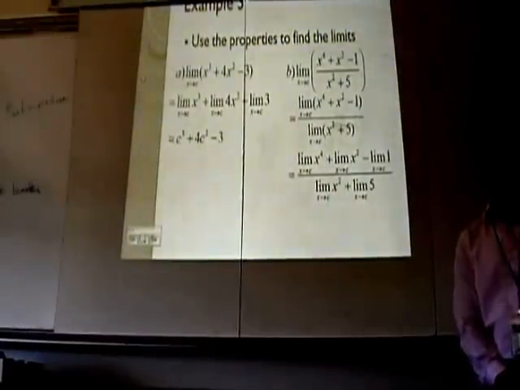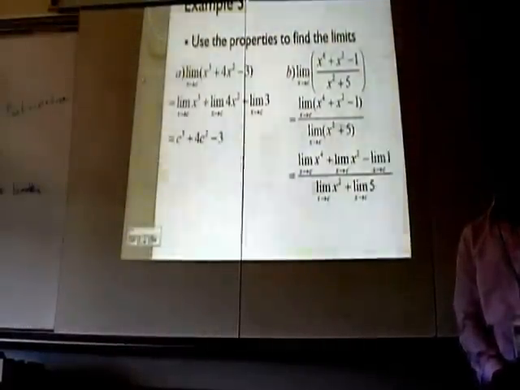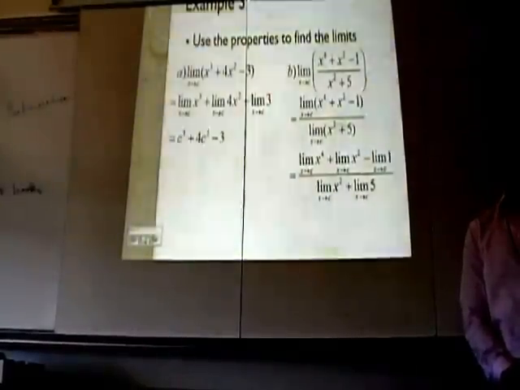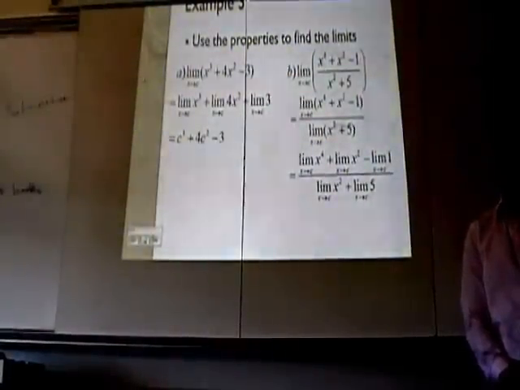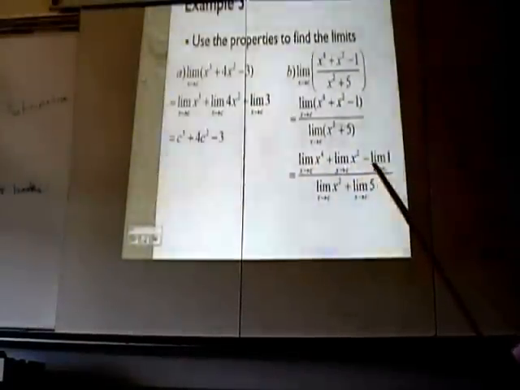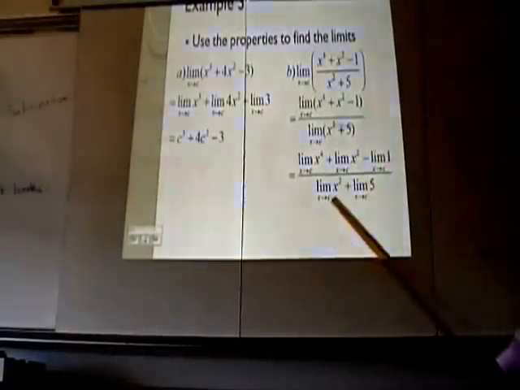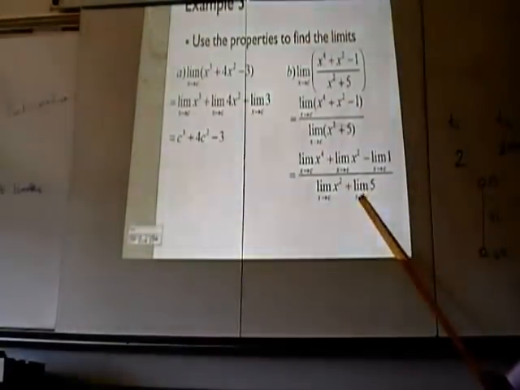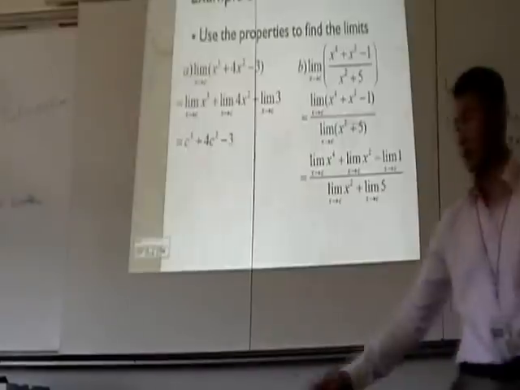From here, what would you do? Exactly, you just plug c into x. So you get c to the fourth plus c squared minus 1 over c squared plus, and what goes in the last space? 5. Good, plus 5.